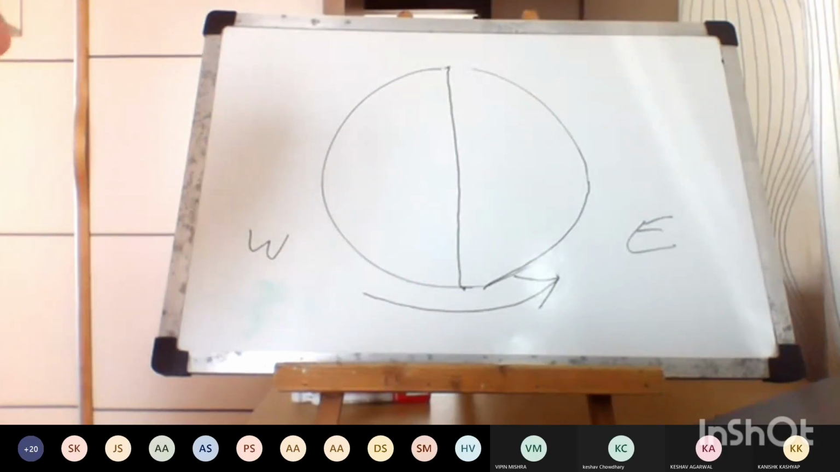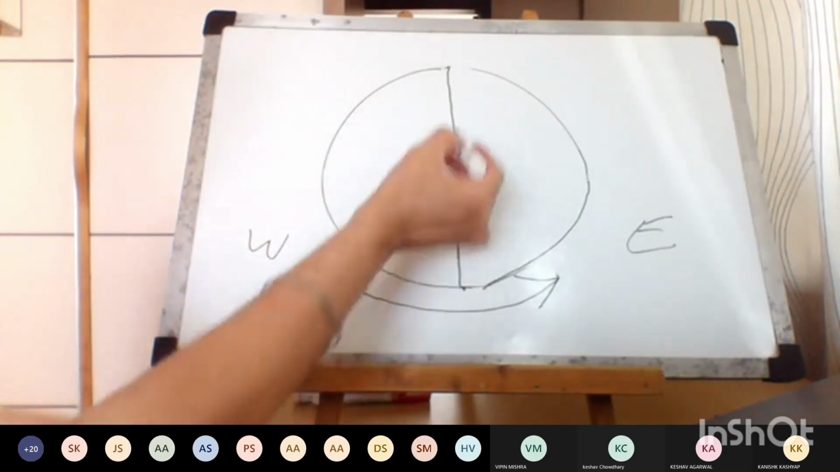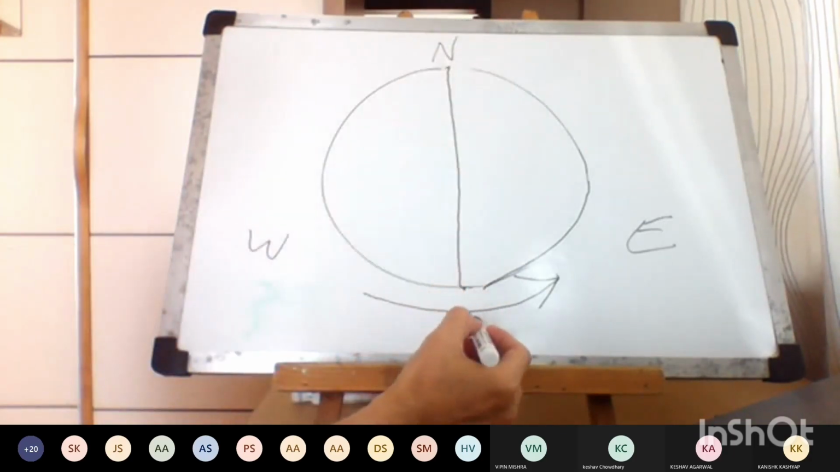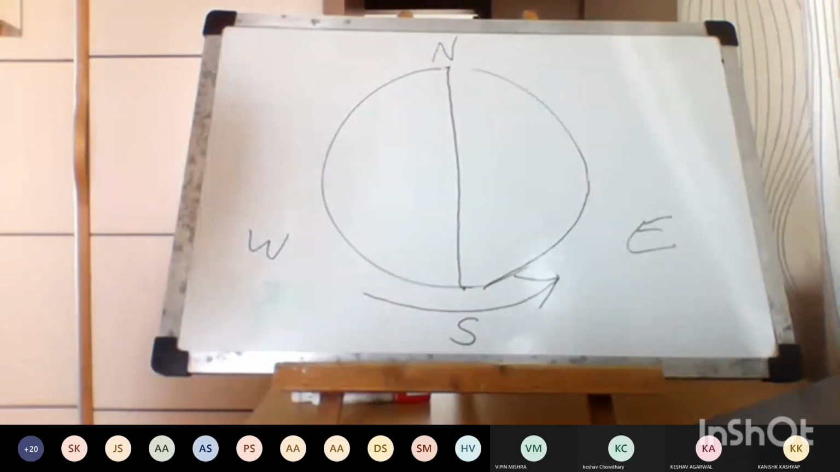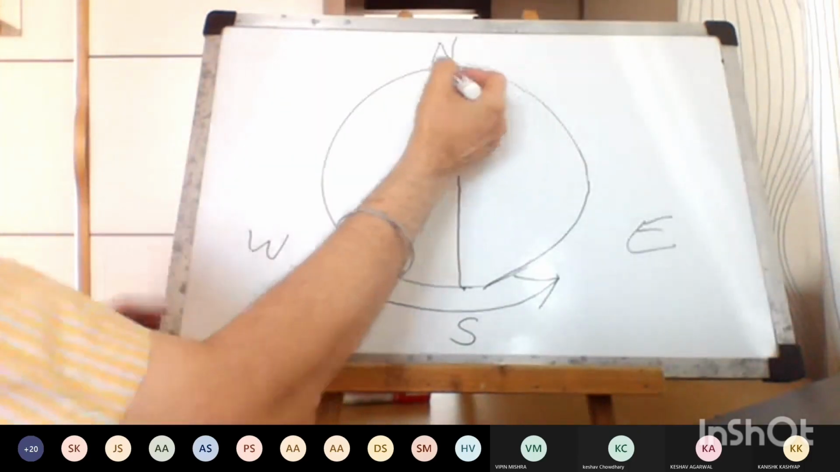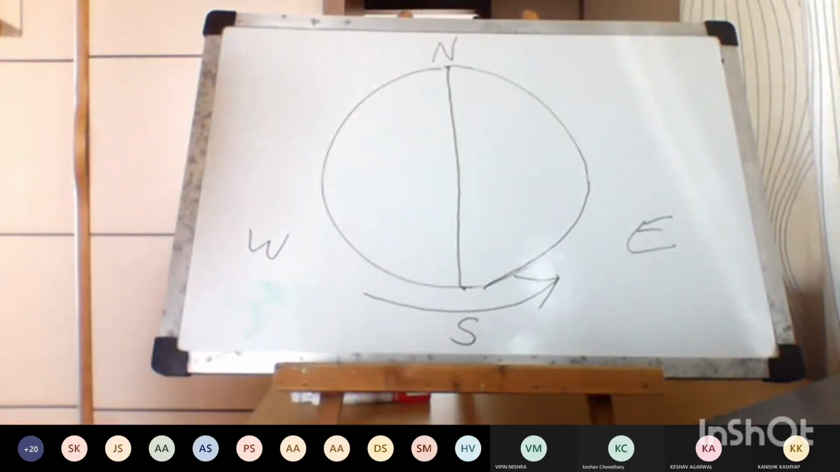This axis, where it cuts the surface of the Earth, we call it the geographical North Pole and the geographical South Pole. If you have any question at any point, you ask. Geographical North Pole and the geographical South Pole. The Earth is rotating west to east about its axis.